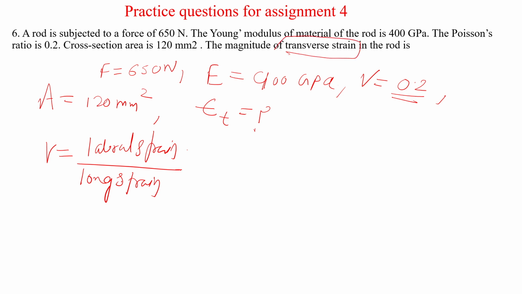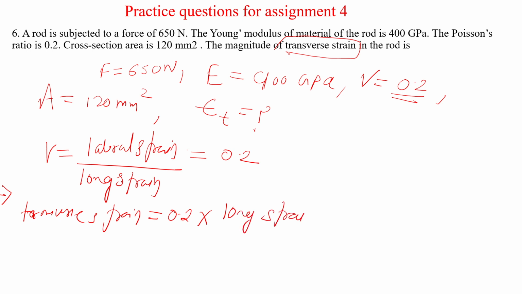So now, how much is mu given? 0.2, which means the lateral strain or transverse strain, anything you can write, is 0.2 into the longitudinal strain, right? Now what is the longitudinal strain?